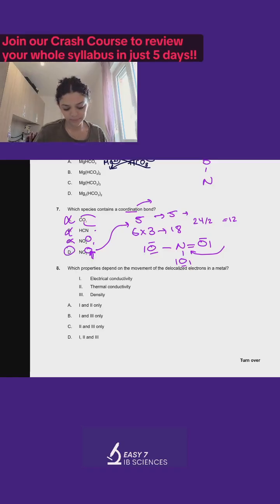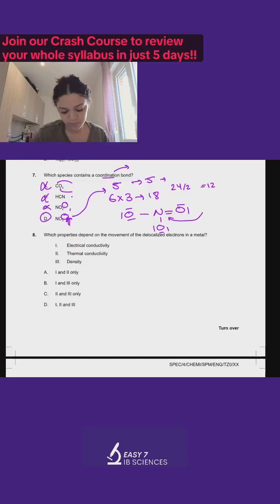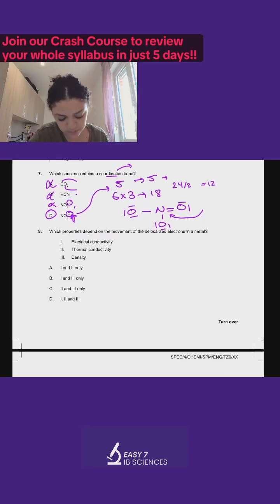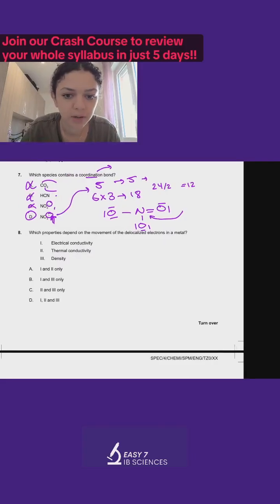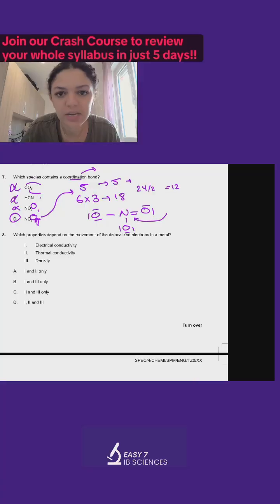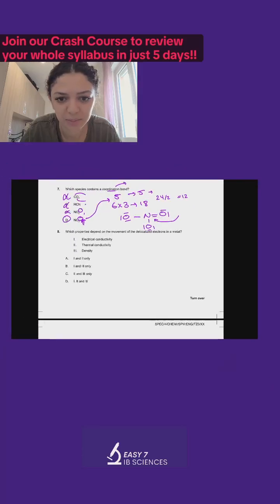Hopefully it did. The next question says, which properties depend on the movement of delocalized electrons in metal? And this one should also be sort of, not an easy one, but I think easier than what we'd assume. I don't know why I keep zooming out. I'm so sorry, guys, if this is bothering you.